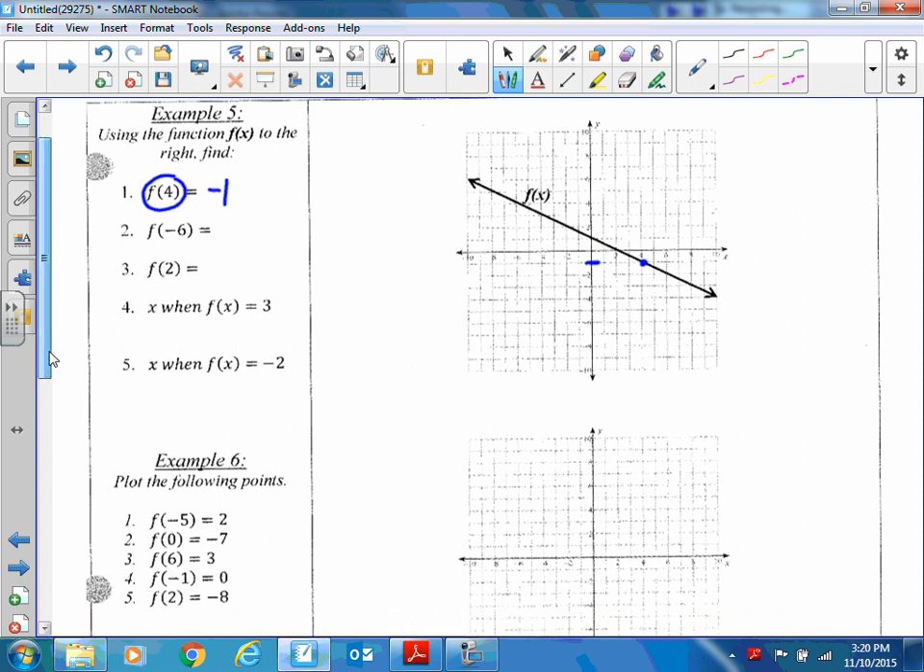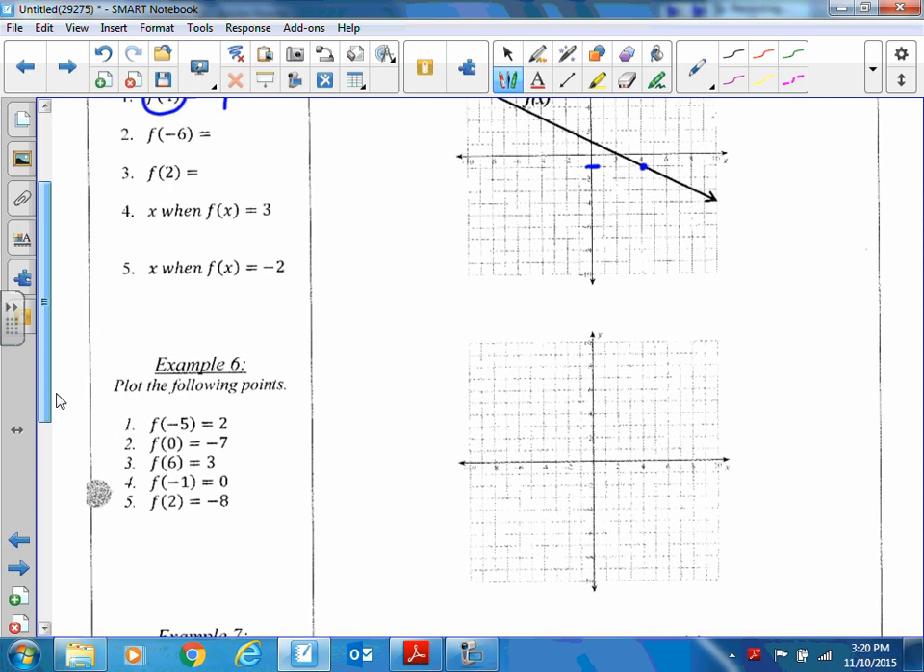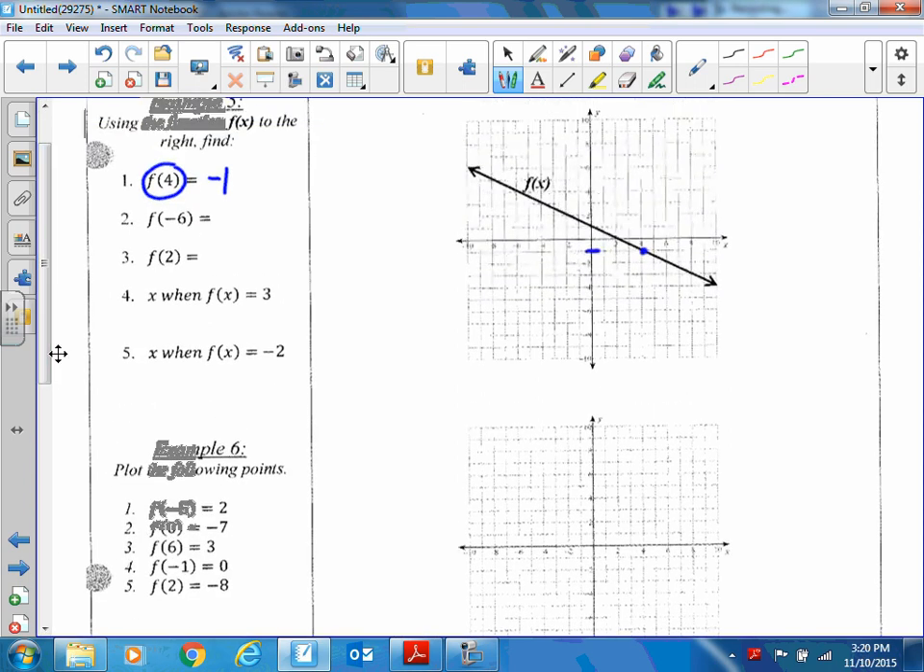Again, 2 and 3 are going to be for you to do, but I'm going to do number 4. So now it's giving us the output. It's saying find x when the value of the function, or f of x, is 3. So it's giving us the output, so we're going to go up to 3, and we're going to see where the function is. Okay, so that's negative 4. And again, finish 2, 3, and 5.